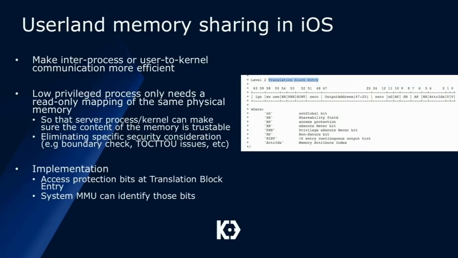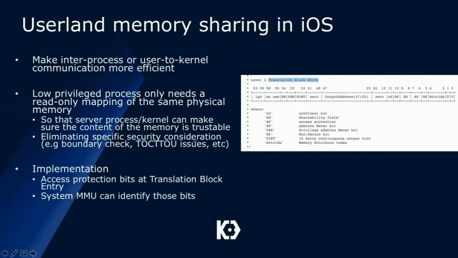And in that way, the server process or the kernel who owns that memory can trust it because it is the only one who can modify it. The client process can only have read-only access, so it is not possible to change the memory. Then the owner process or the kernel can eliminate specific security considerations such as boundary checks or time-of-check to time-of-use issues. So its implementation at the MMU level is quite easy.